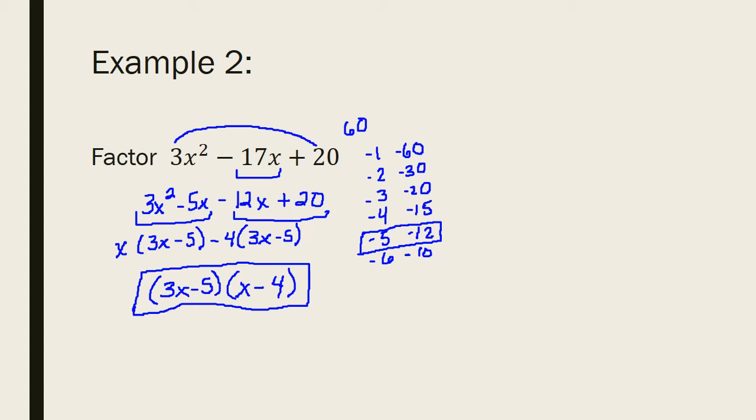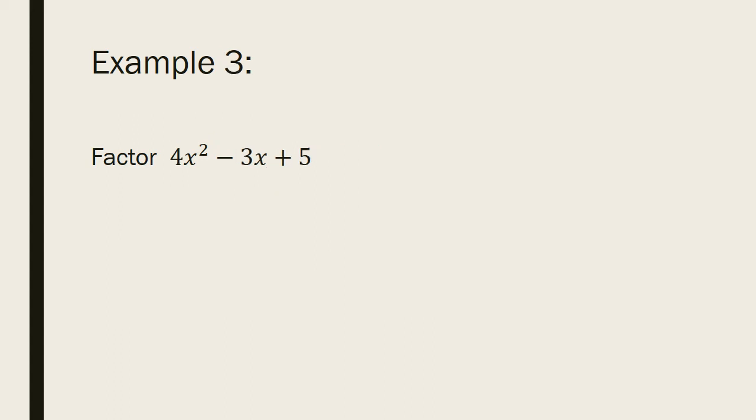All right, let's look at example 3. So let's go ahead here and we're going to multiply the A times C, and that gives us 20. So now we're looking for the terms or the factors of 20. So that's going to be 1 and 20, 2 and 10, 3 doesn't go in, 4 and 5, and there are all the factors of 20.